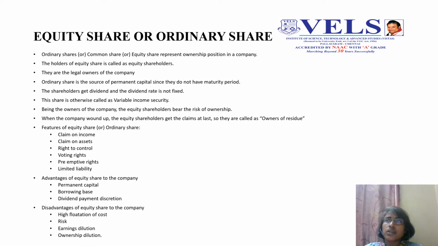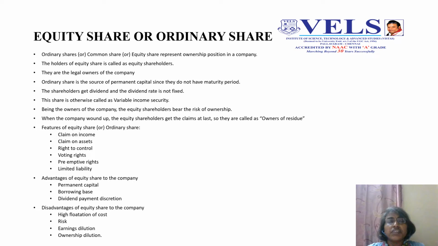The next thing, as I said, we call this a variable income security. Why? At the time of issuing, the company may not know, or even the shareholders may not know, how much dividend a particular shareholder is going to receive at the end of the year, because the percentage of dividend for equity shareholders will be decided based on the net profit the company makes at the end of the year. That is why we call this a variable income security.